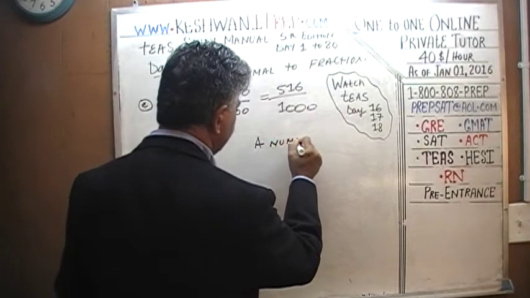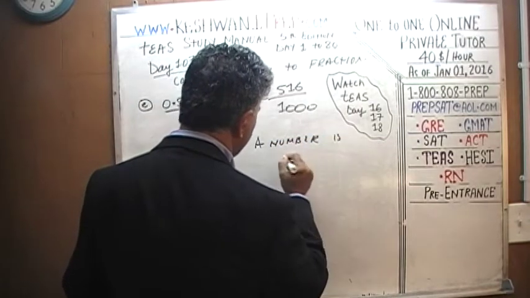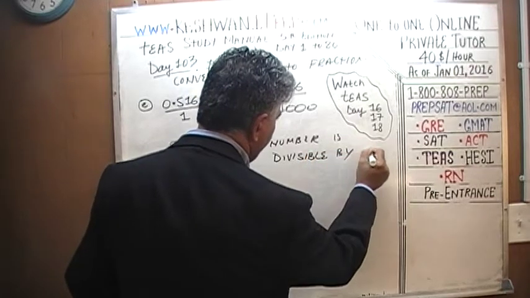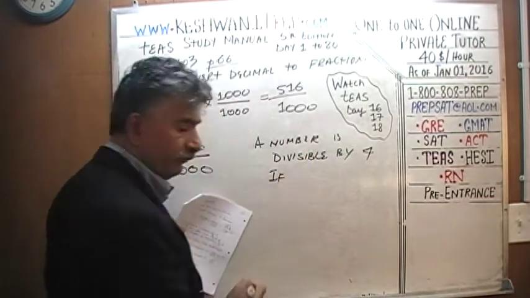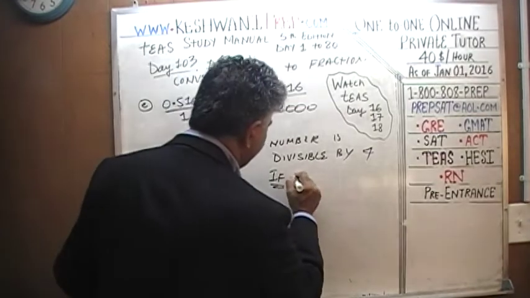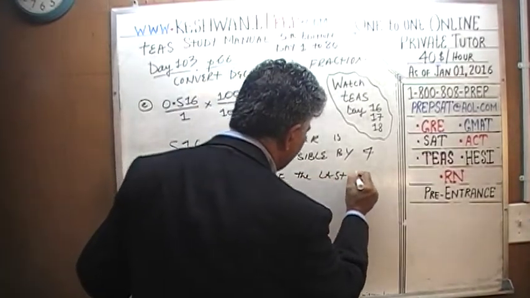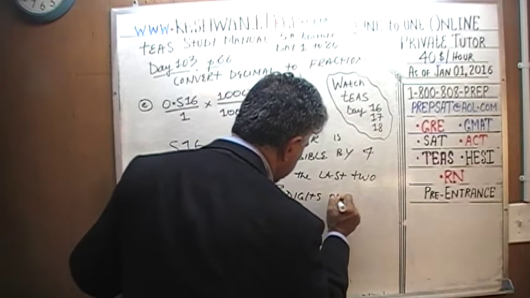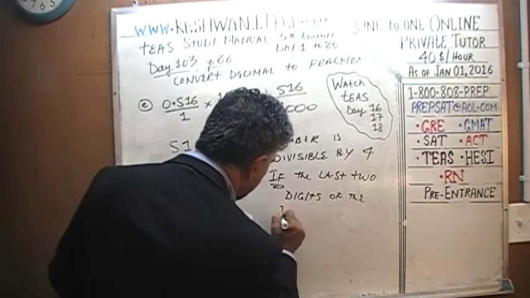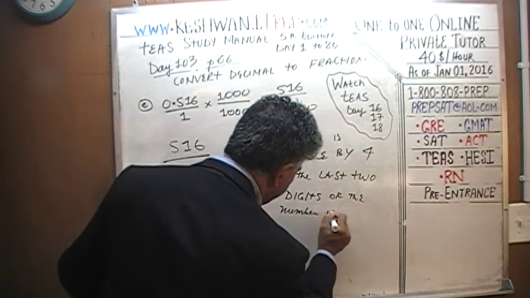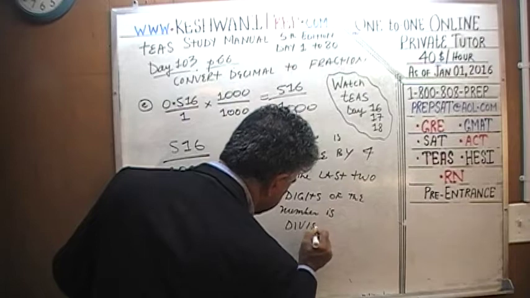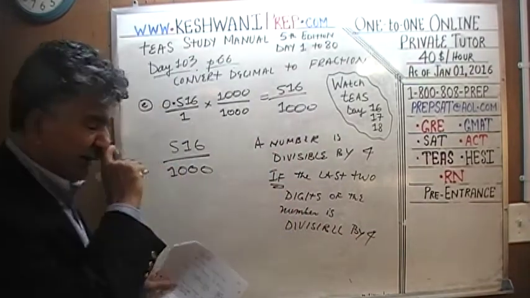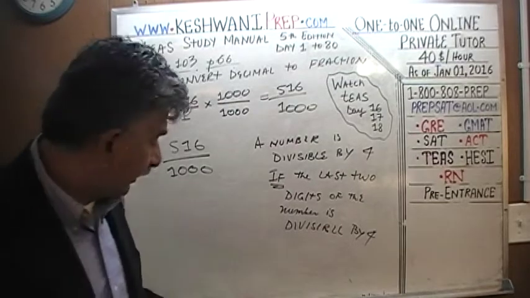A number is divisible by 4 if the last two digits of the number is divisible by 4. That's how we tell. Last two digits. We don't have to worry about the entire number.